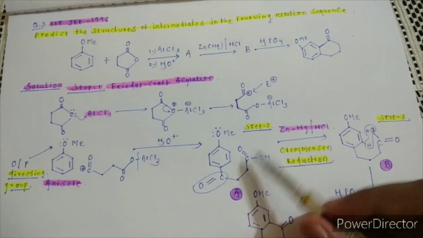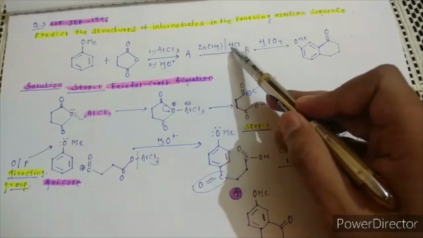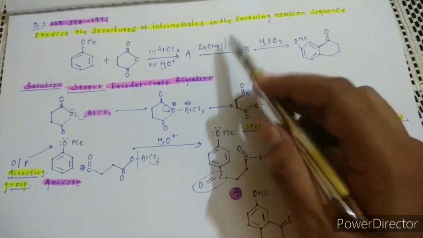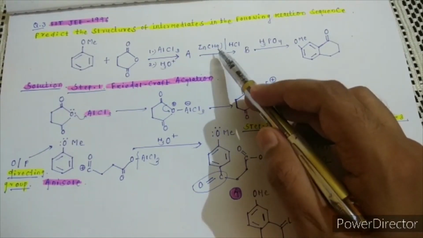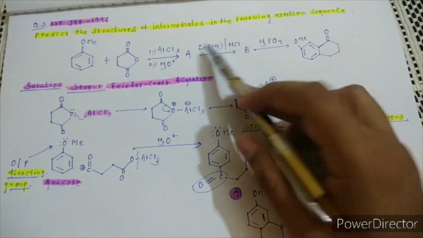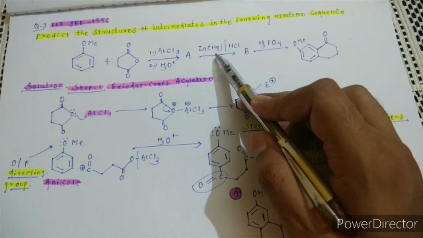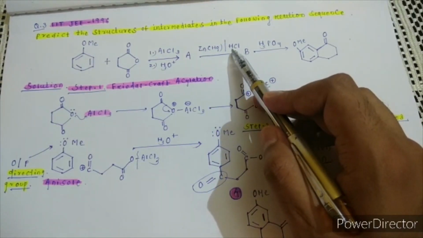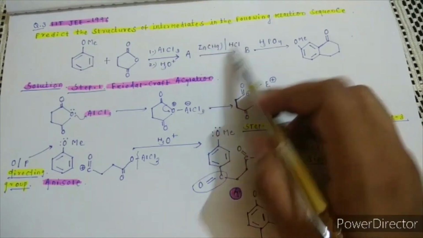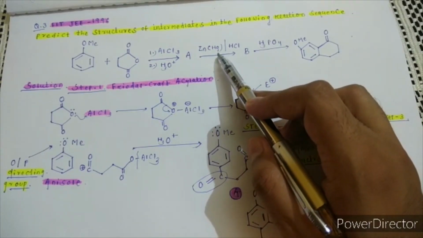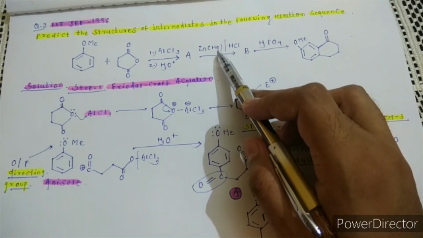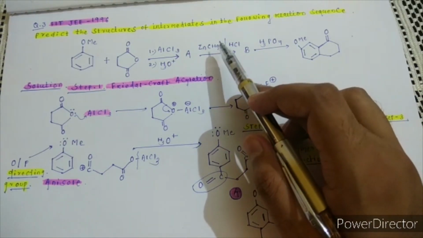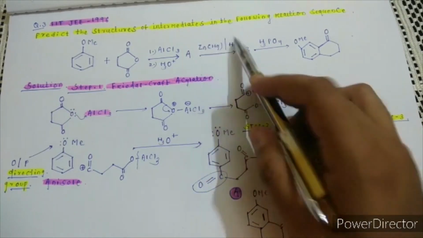Now in step 2, the reagent given is zinc mercury with HCl. This is a reducing agent. When you look at this reagent, you should remember it as one reducing agent, and the name of this reaction is Clemmensen reduction. Clemmensen reduction means zinc mercury HCl. Remember this reagent. Clemmensen reduction is used when we want to convert a carbonyl group into a CH2 group. If you want to change C double bond O to a CH2 group, then we use this reagent.